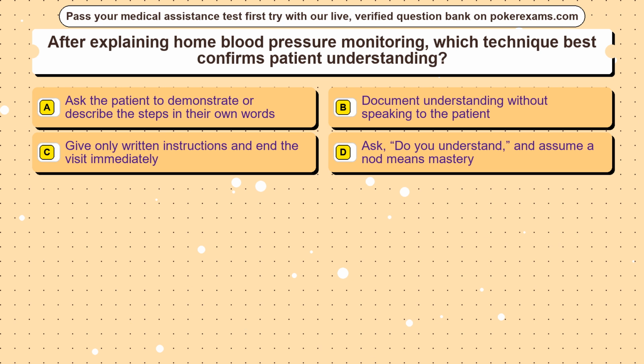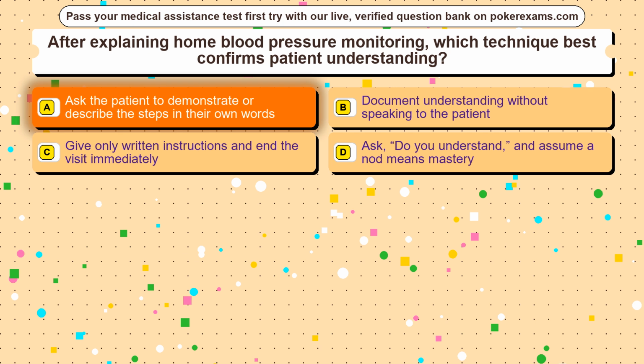After explaining home blood pressure monitoring, which technique best confirms patient understanding? Option A, ask the patient to demonstrate or describe the steps in their own words. Option B, document understanding without speaking to the patient. Option C, give only written instructions and end the visit immediately. Option D, ask, do you understand, and assume a nod means mastery.